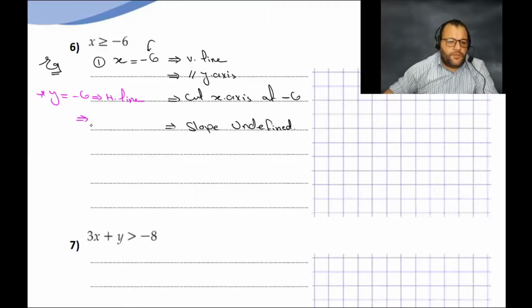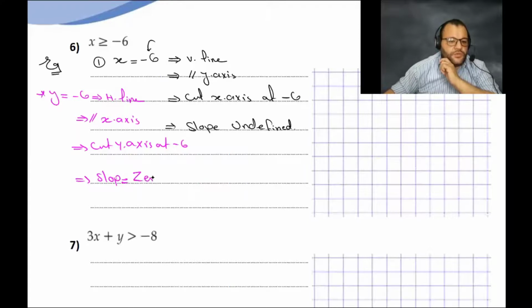It will be parallel to the x-axis and will cut the y-axis at -6. What about the slope? It will be equal to 0. For any horizontal line, the slope will be equal to 0. For any vertical line, the slope will be undefined.